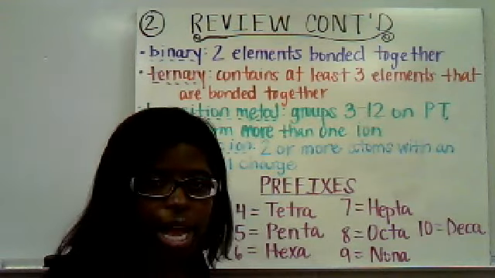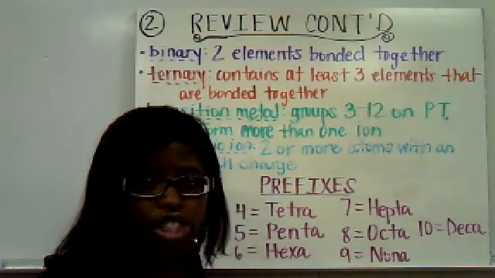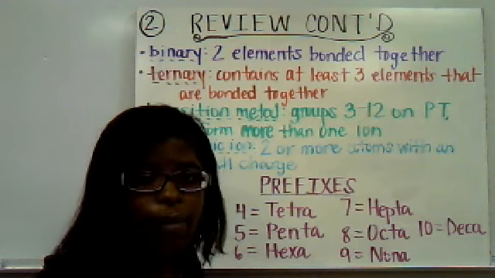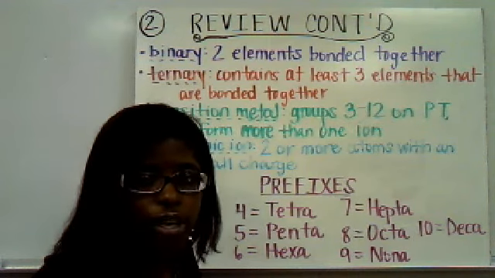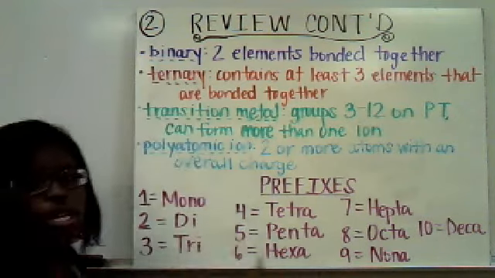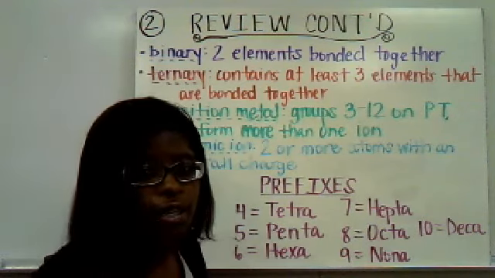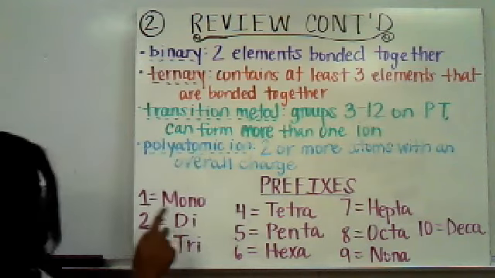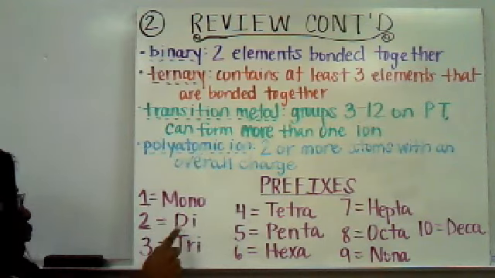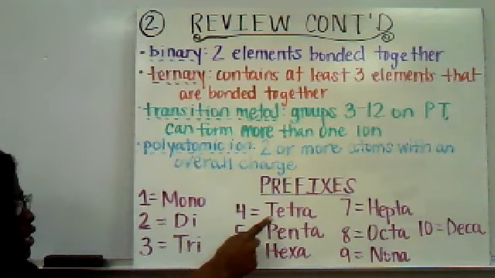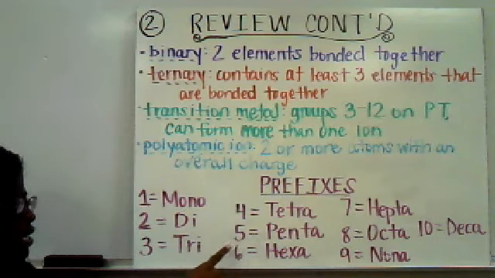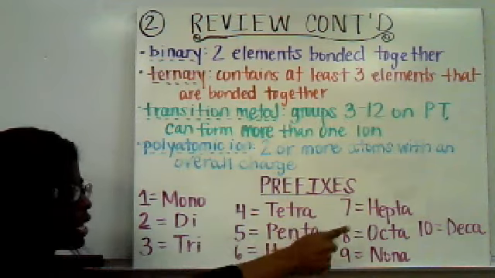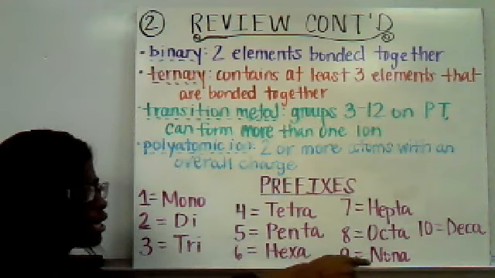So remember, you're going to have to start learning those transition metals, groups 3 through 12, as well as the polyatomic ions on your reference chart. Prefixes. So you only use prefixes with molecular compounds. So you need to make sure you learn those prefixes. So 1 mono, 2 di, 3 tri, 4 tetra, 5 penta, 6 hexa, 7 hepta, 8 octa, 9 nona, 10 is deca.